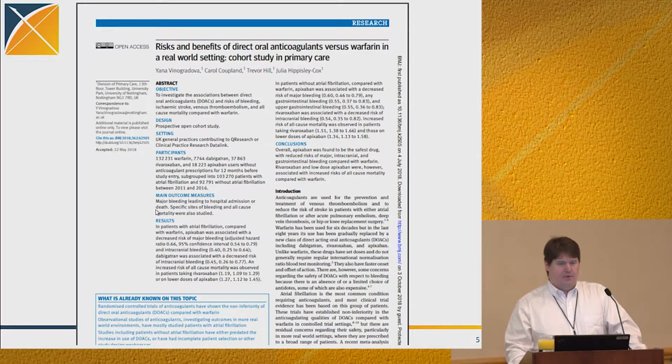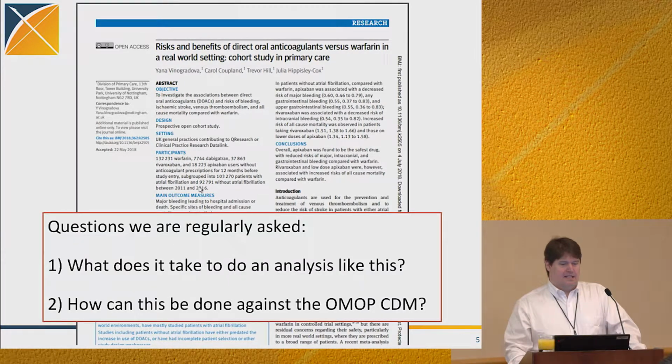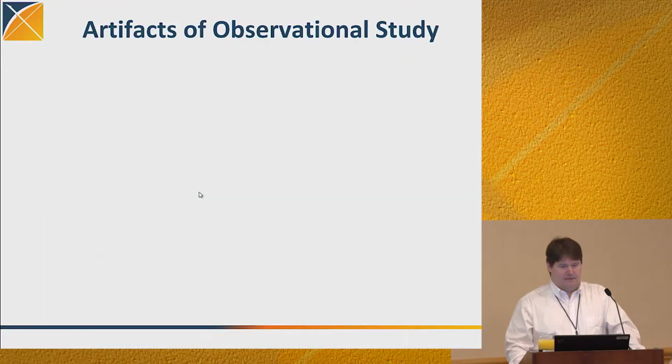The paper you were all asked to read was to evaluate the risks and benefits of direct oral anticoagulants versus warfarin in a real-world setting. So when you look at this paper, one of the questions you might ask is how can we use the OMOP common data model to perform this study, and what does it take? What do you have to do to do this? To understand and answer that question, we have to look at what the paper is actually producing, as far as what questions it is answering.